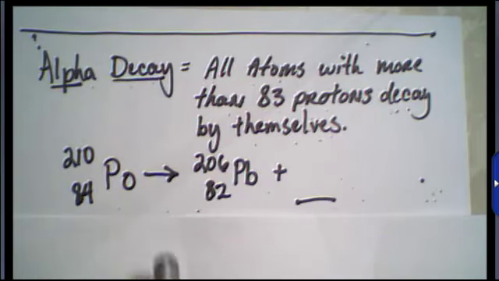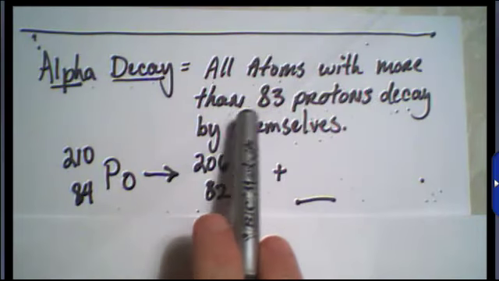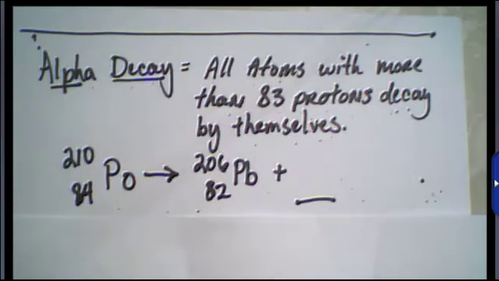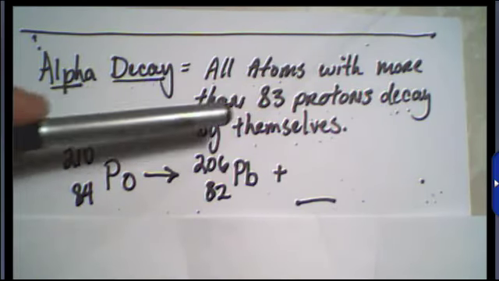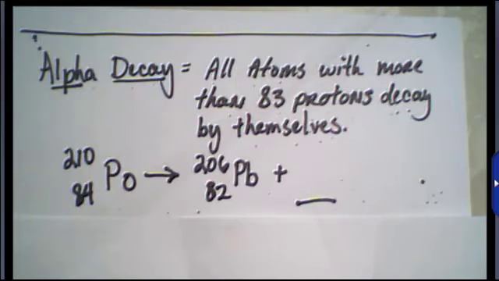Alright, so alpha decay. Alpha decay is this right here. All atoms with more than 83 protons decay by themselves. Remember we talked about this, every time you add more and more protons, they're all positively charged. Yes, you're adding more neutrons, but once you get to a certain point, around 83 protons, there are just too many protons. They're all positively charged, and they're all trying to push each other apart. So when you get more than 83, they automatically start trying to push themselves out.